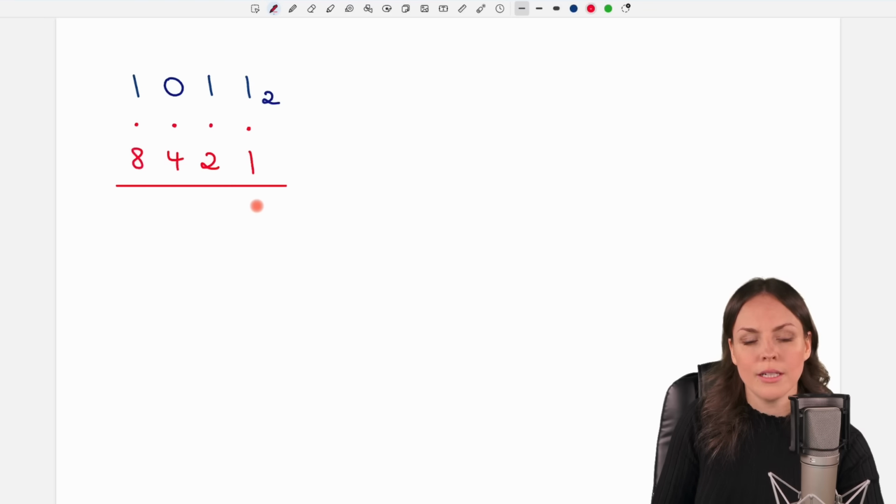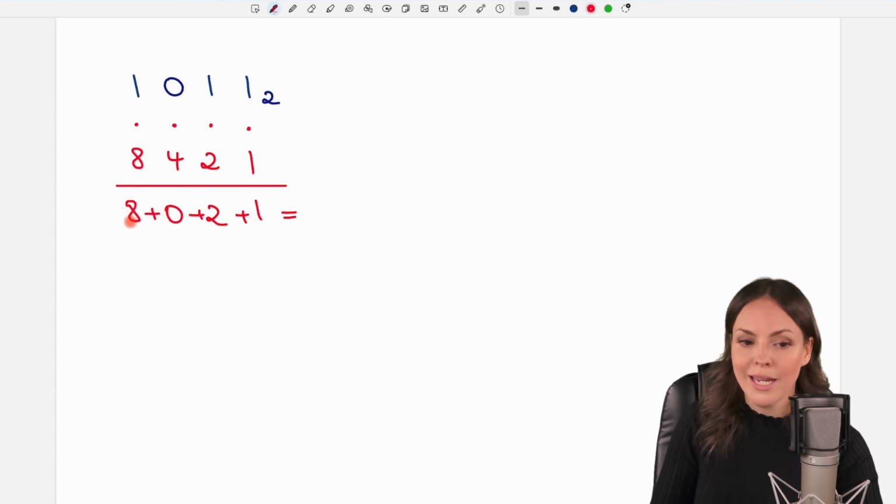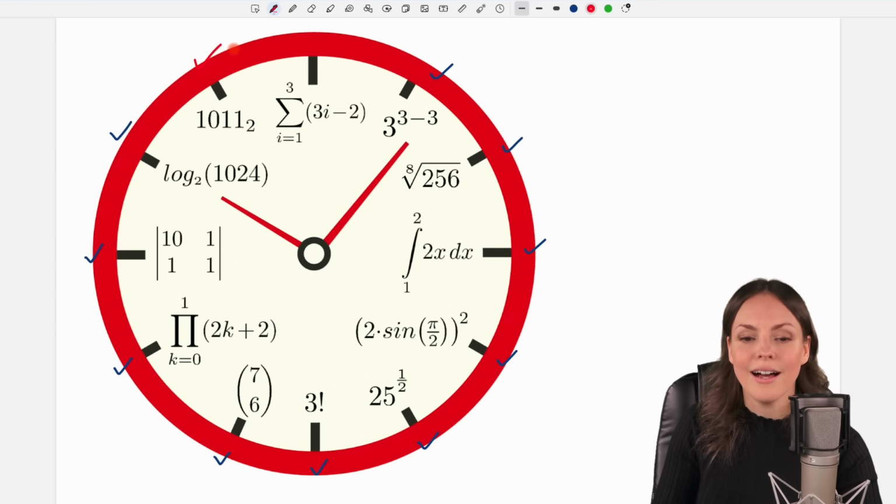And now, let's calculate this. 1 times 1 equals 1. 1 times 2 equals 2. 0 times 4 equals 0. And 1 times 8 equals 8. And now we have to add these numbers to get our final result. 8 plus 0 equals 8. 8 plus 2 equals 10. Plus 1 equals 11. And this is our decimal number of this binary number here. It's the 11, and that was 11 o'clock.